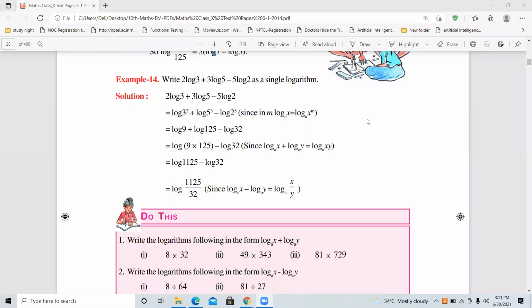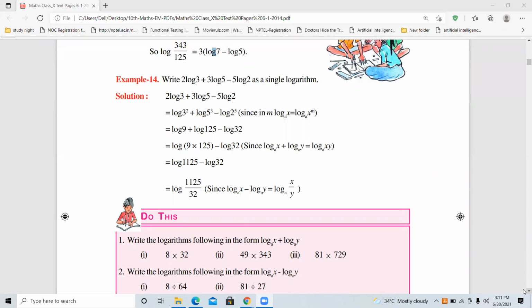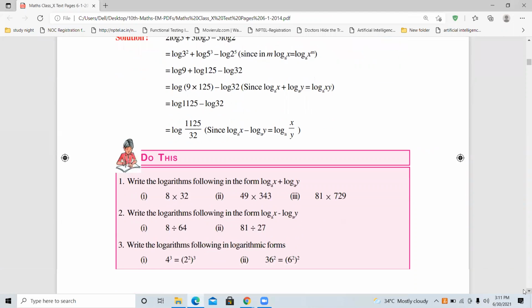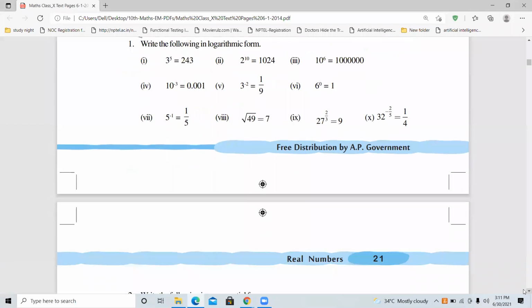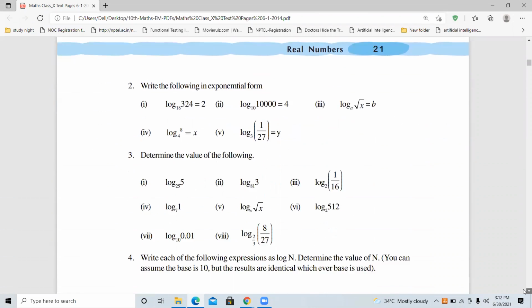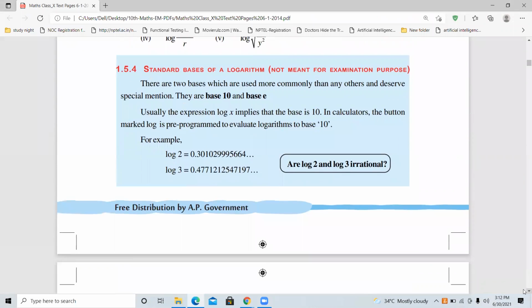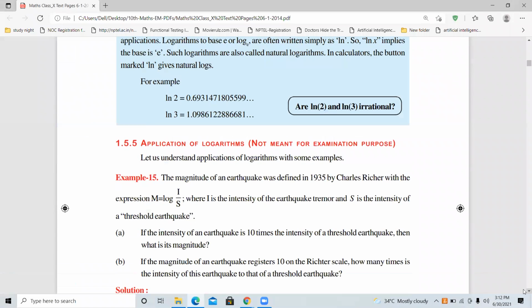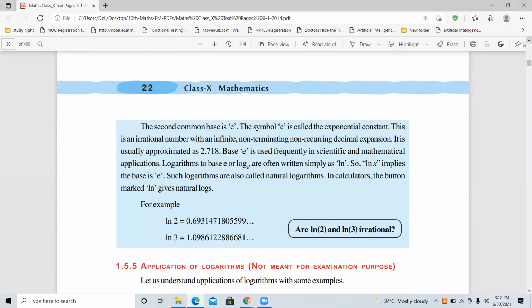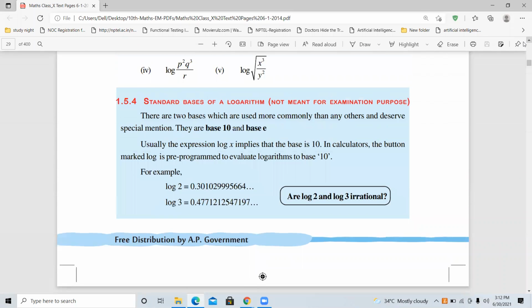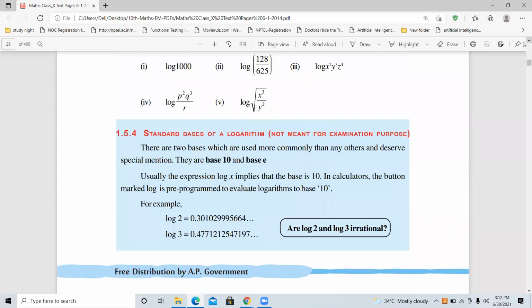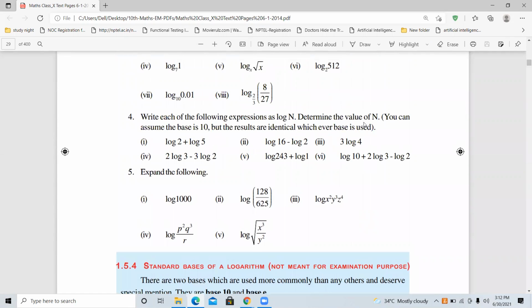And by now we have completed each and every model in these logarithms. Now you all try to do the remaining problems in this exercise, and please comment if you have any doubts in this exercise. These are all the exercises in the textbook. And this is the end of the chapter on real numbers.